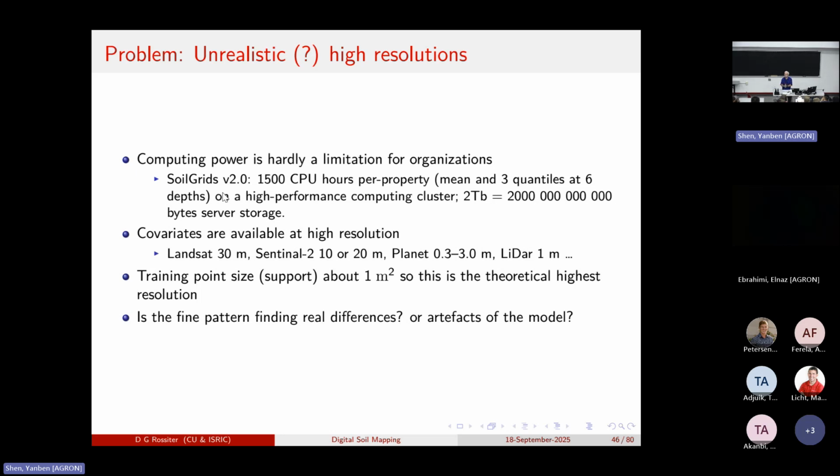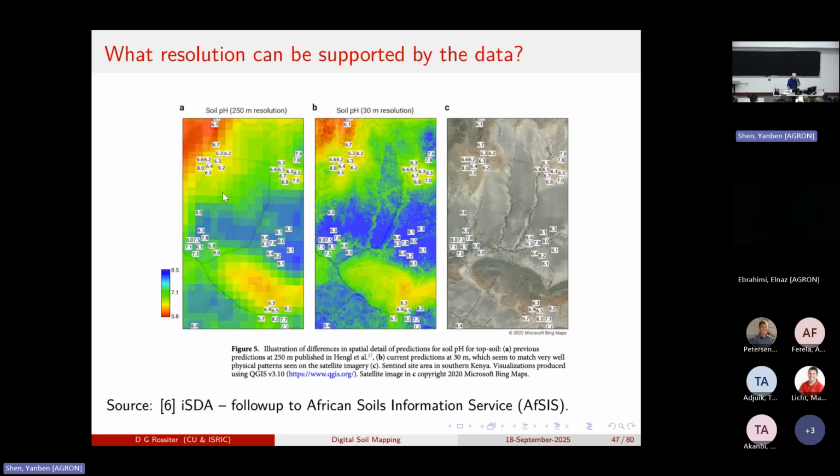So what is the support of a training observation? It's about 1 meter, right? Maybe not exactly, maybe if you're bulking cores, maybe it's a little bit bigger, but theoretically, we could predict down to 1 meter and it would be supported by the data, but we don't have that data.